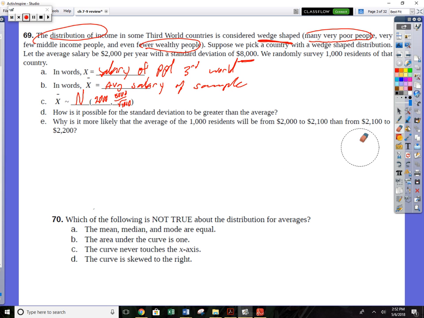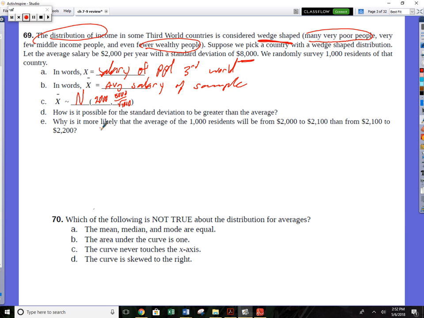E is the one that makes it good. E could be a final question. Okay, why is it more likely that the average of the 1,000 residents will be from 2 grand to 2,100 than from 2,100 to 2,200? So what they want you to do is find the percent of this happening. So what's the chance that the average falls from 2 grand to 2,100? So here we go, E.